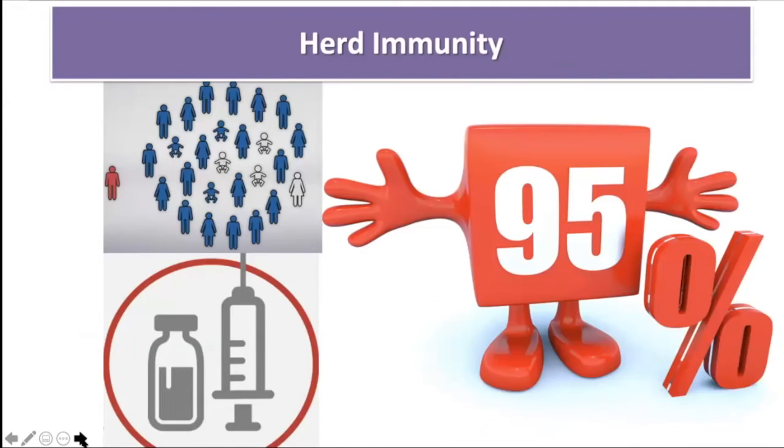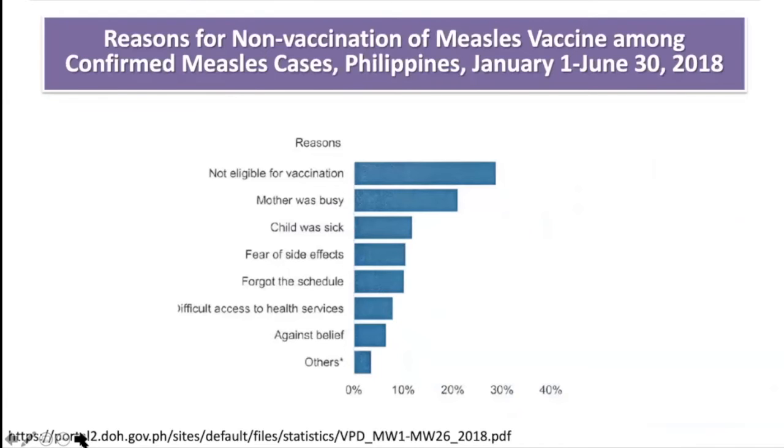If you want to eliminate measles, it is not like the other diseases. We need higher levels of population immunity in order to interrupt the transmission of the virus. So an immunization coverage of 95% among all children is needed for a community to be fully protected against measles. And these are some of the reasons why there's non-vaccination of measles among those patients who had confirmed measles. So one is that most cases, those patients who developed measles were not eligible for vaccination.